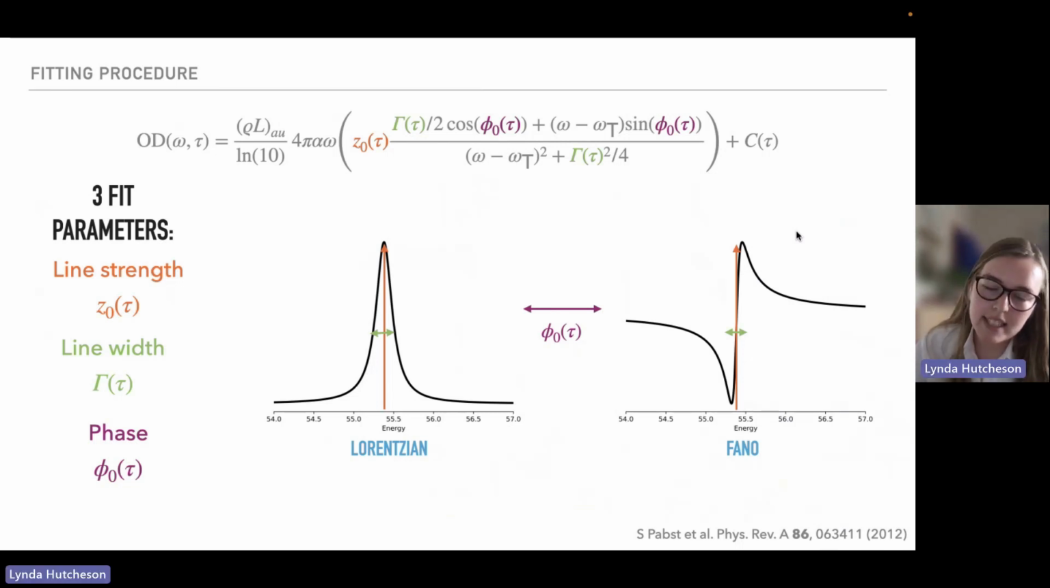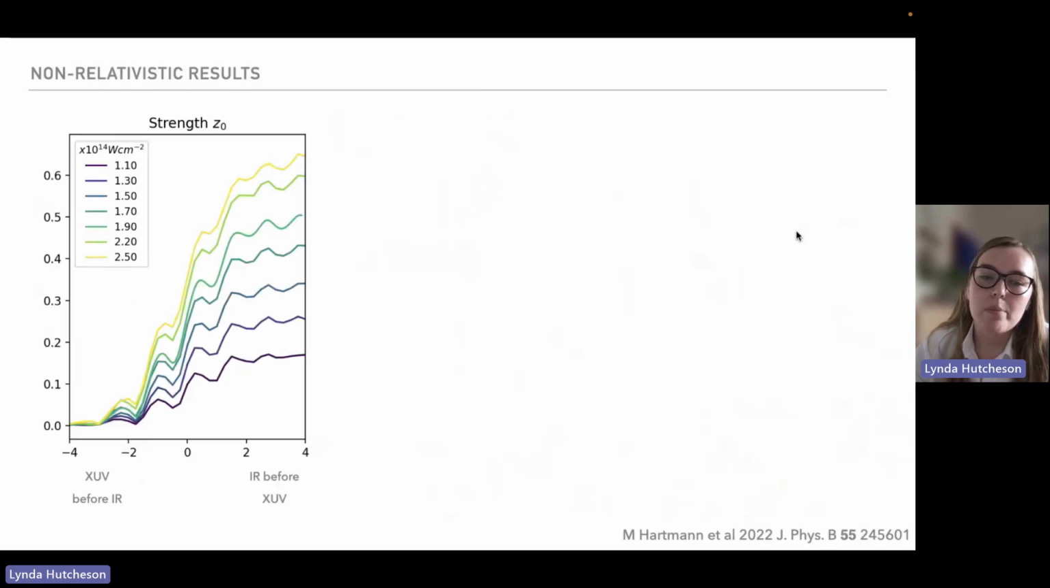So performing these fits for all of the time delays in our time delay scan, and also for several different IR intensities, we end up with this. This here is the strength fit parameter, or the height of the peak, plotted as a function of the time delay between our two pulses. And you can see this is what we expect. As we move from time delays where the XUV arrives first to time delays where the IR arrives first, our absorption line is building up in strength. That's what we expect because when the IR arrives first, it's driving more strong field ionization, so there's more opportunity for this pathway to take place.